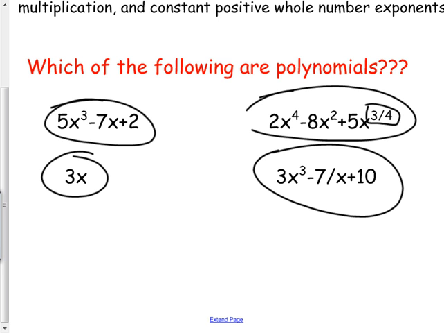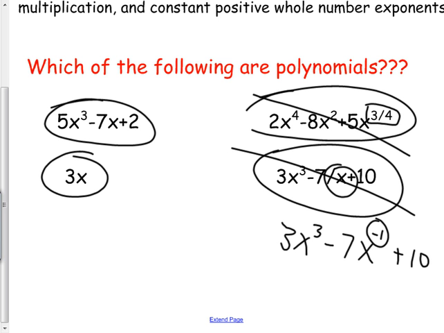And this one's disqualified because when the x is in the bottom, what does that mean? x to the -1. And if it's x to the -1, this would mean 3x to the 3rd minus 7x to the -1 plus 10. That's not allowed. Can't have negative exponents. Okay, so that's not a polynomial, and neither is that.